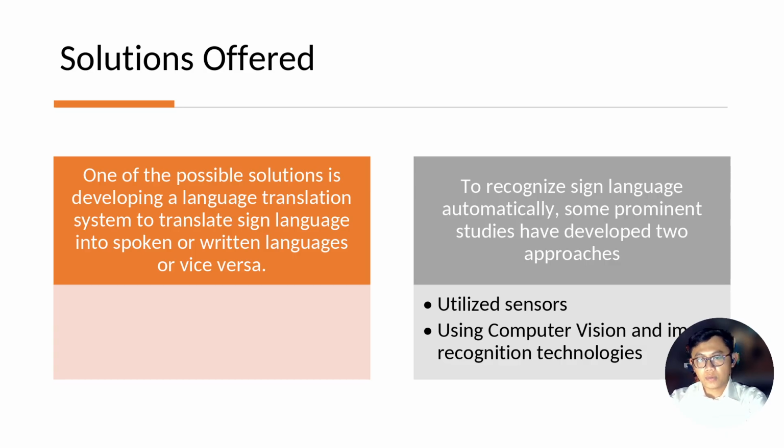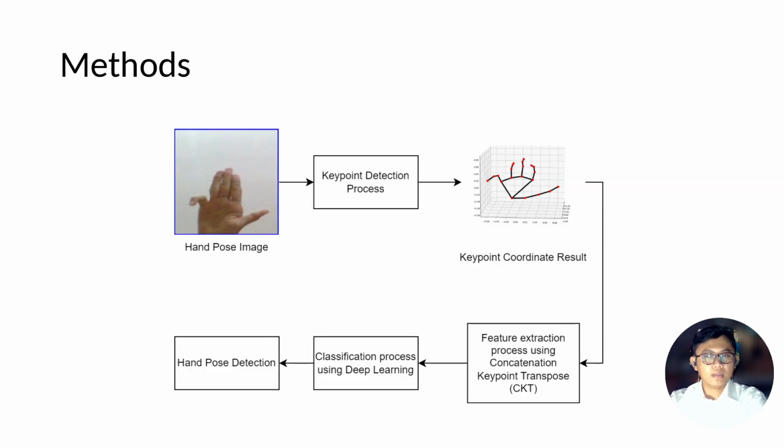To recognize sign language automatically, some prominent studies have developed two approaches. First is to utilize sensors, and the second is using computer vision and image recognition technologies. So in our research, we choose the second approach, using the computer vision approach and image recognition technology.